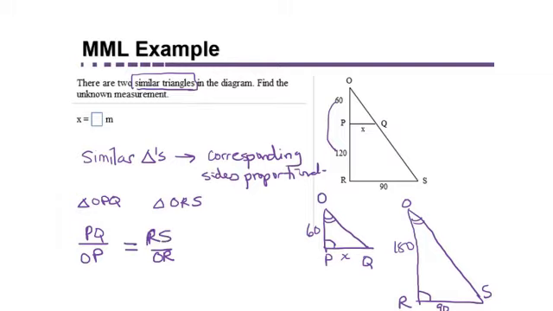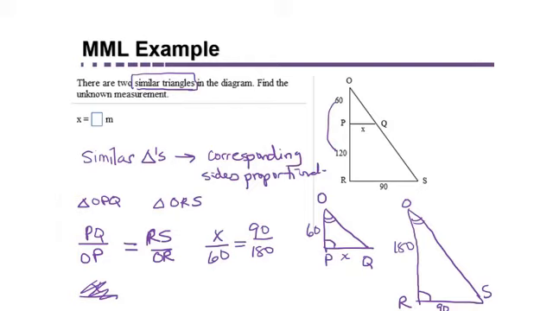All right, so let's fill in what we know. We're calling the length of PQ, X. And then OP is 60. And then RS is 90. And OR is 180.